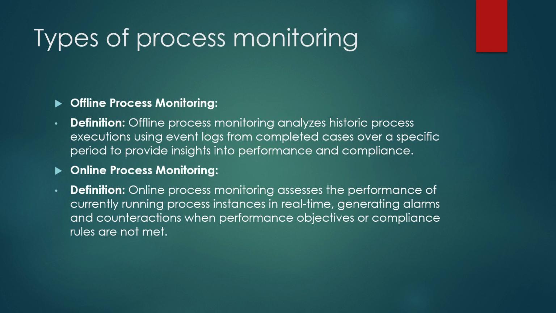We have two types of process monitoring. One is offline process monitoring, and one is online process monitoring. First of all, offline process monitoring. With the use of that, we can analyze historical process executions using event logs from completed cases over a specific period. For example, analyzing the monthly sales data of a retail store to identify the trends.